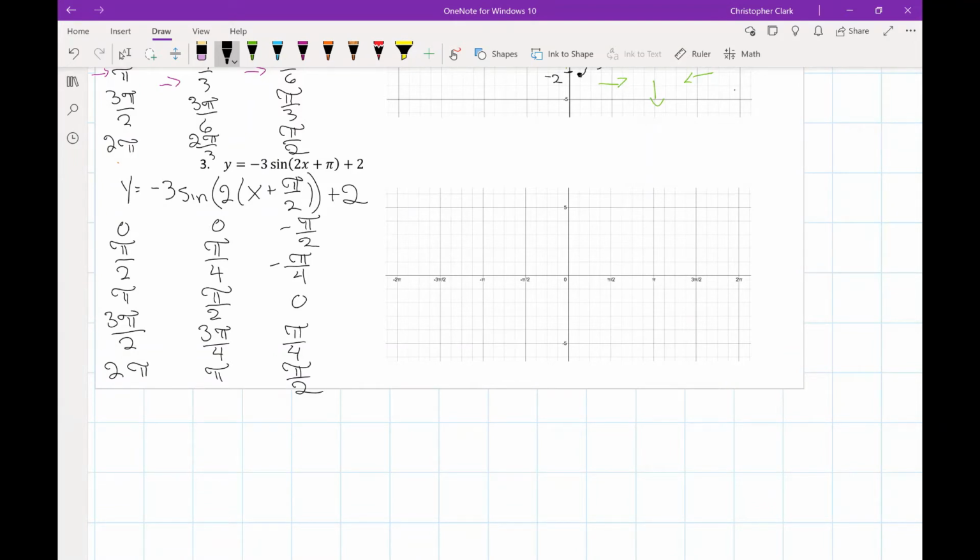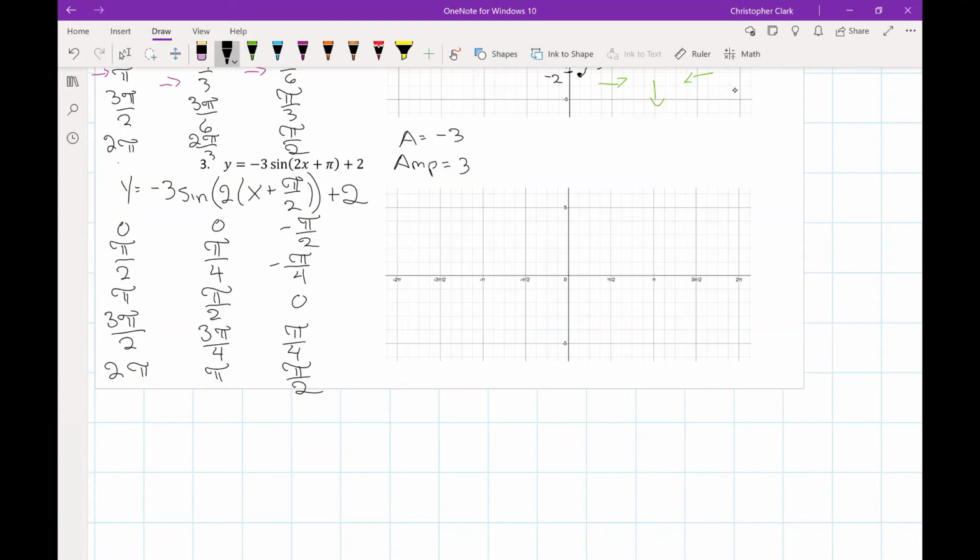All right, so I've already done a little bit of work just to speed things up. But for number 3, we have y equals -3 sine of (2x plus pi) plus 2. In this case, you should notice that this extra plus 2 is our b. So let's go ahead and start writing what things are. So a is -3, and the amplitude is the absolute value, which is just 3.